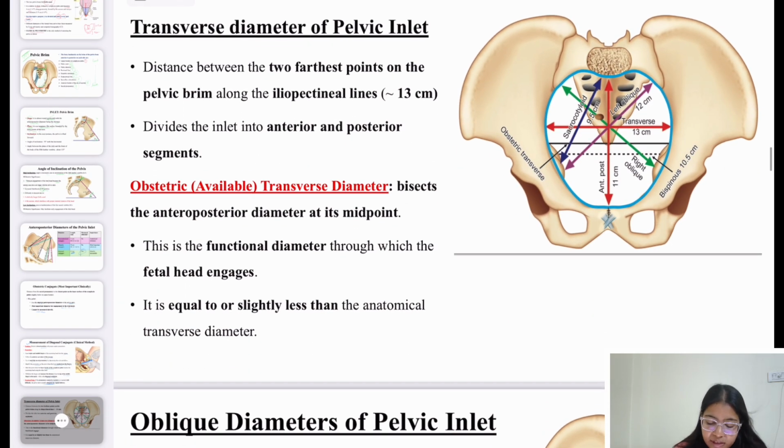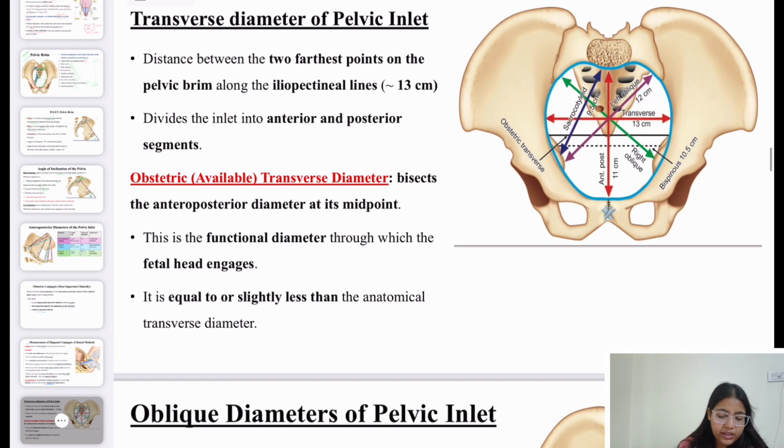Now, the transverse diameter of the pelvic inlet. I have told you about the anteroposterior diameters, three: true conjugate, which is also known as anatomical conjugate; obstetric conjugate, which is most important but cannot be measured, and that is the shortest also; and then the diagonal conjugate, which we can measure. Now about the transverse diameter of the pelvic inlet. So this is the transverse diameter of the pelvic inlet, which you can see. It is the distance between the two farthest points on the pelvic brim along the iliopectineal line, which is 13 cm.